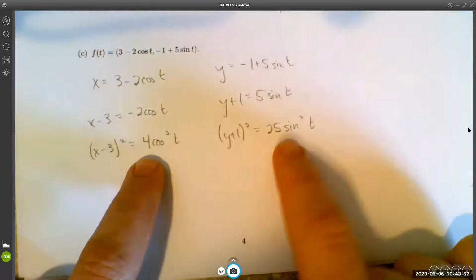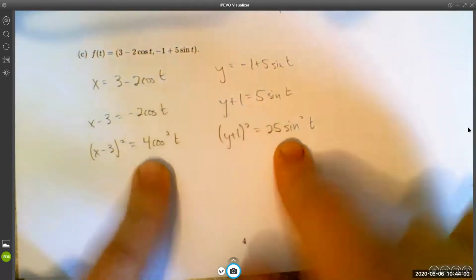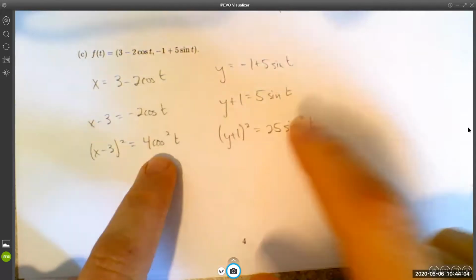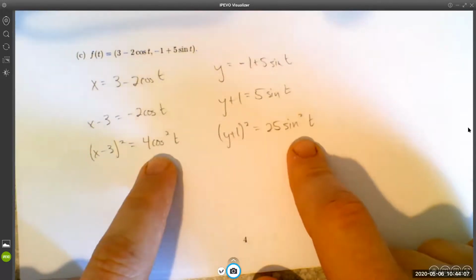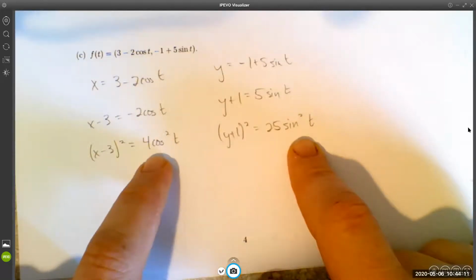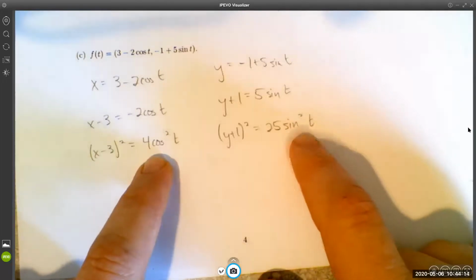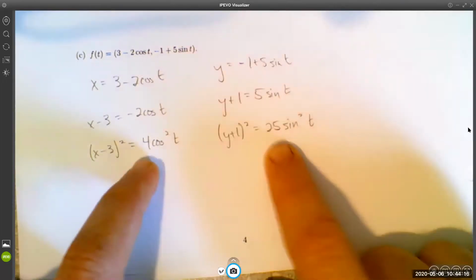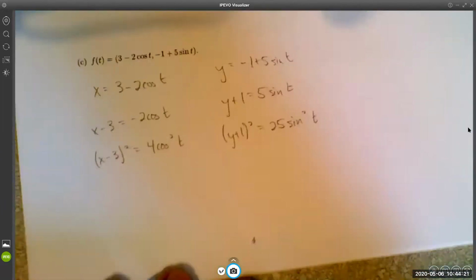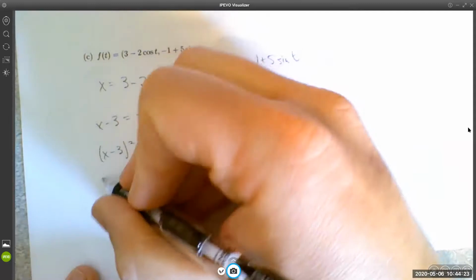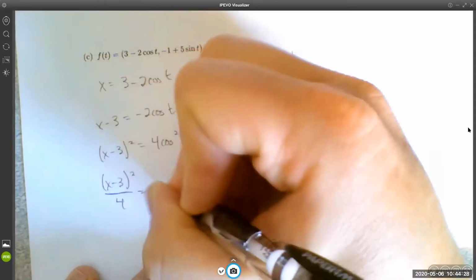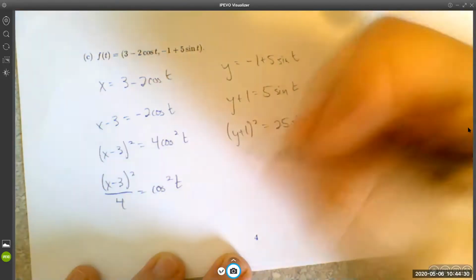Well, this is no good because I should take it one step further and solve for cosine squared and sine squared so that I can add them and get 1. If I add 4 cosine squared t plus 25 sine squared t, I can't factor out anything in order to combine cosine squared and sine squared to get 1, right? So I'm going to divide by 4 on this side, and on this side, I'm going to divide by 25.